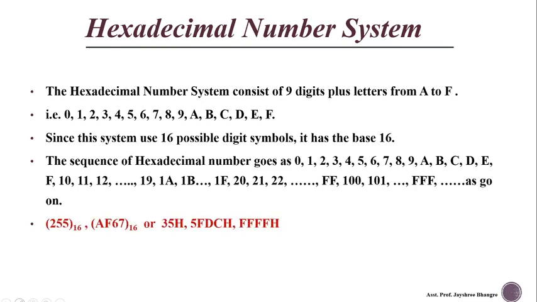So we can represent these hexadecimal numbers like this. Here we are writing the base 16. So this indicates that this number is represented in the hexadecimal number system. Or we can write the numbers like this: AF67, this is also a hex number, or we can represent hex numbers like this, where H represents hex. So A35H, 5FDCH, that means this is a hex number. FFFH. So we can write to the base 16, or we can write H to represent hex numbers.